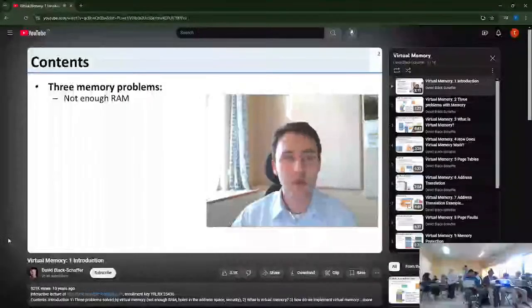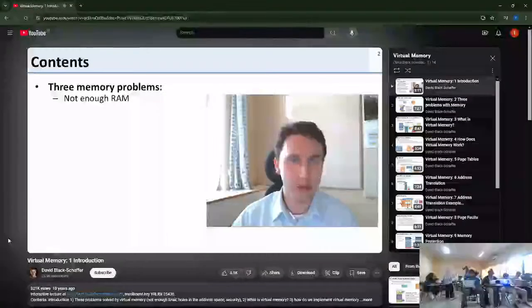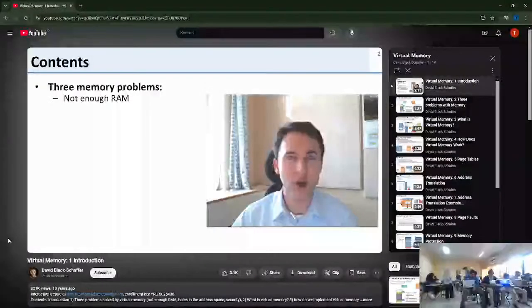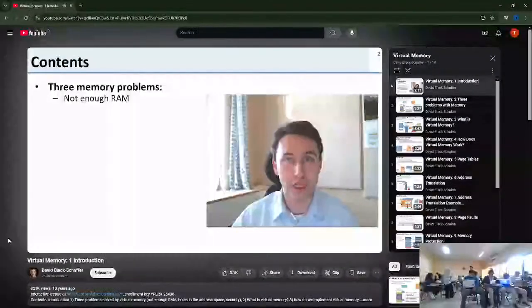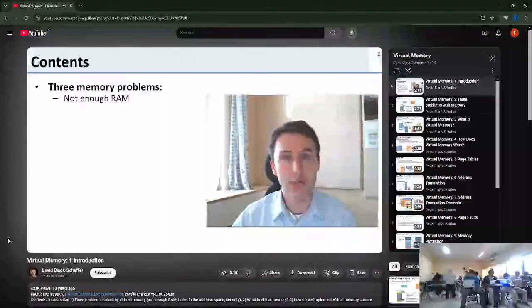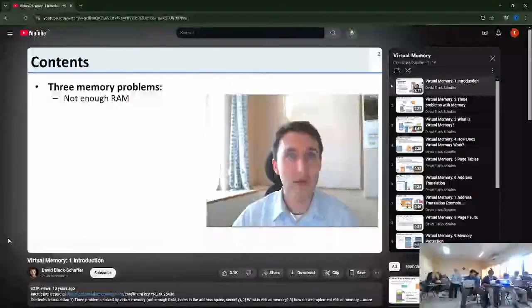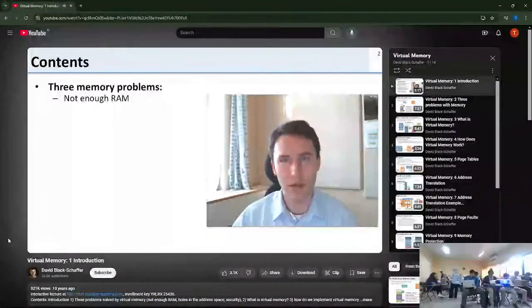So in talking about virtual memory, we're going to start off with three problems. The first of these problems is what happens if you don't have enough RAM in your computer. This problem was really the motivation for virtual memory in the first place. It used to be that RAM was really expensive, so you wanted to use it very efficiently, and you needed to be able to run programs even if you didn't have enough memory.